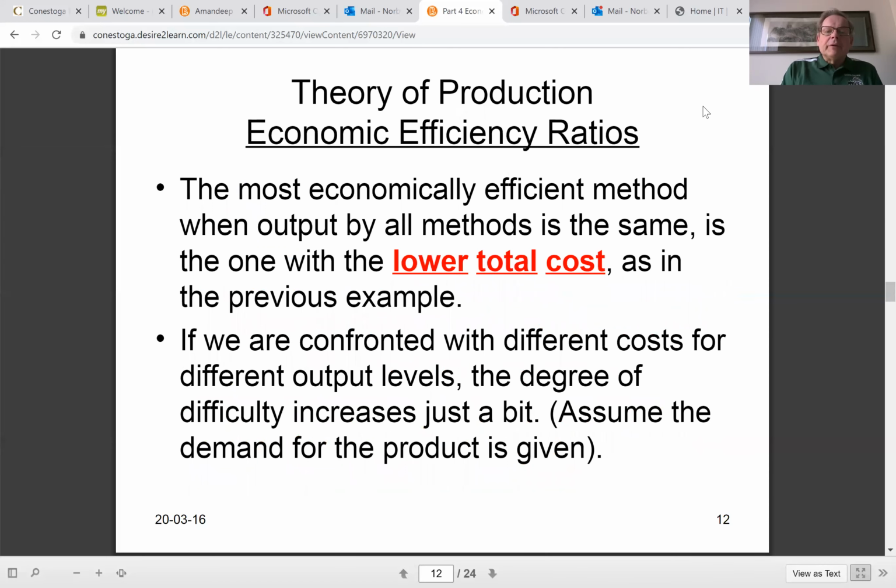The most economically efficient method when output by all methods is the same, and that is the key thing. When the output is the same, then you pick the one that comes in at the lowest cost. This is the end of the first video, and we will then switch to when the outputs are different.